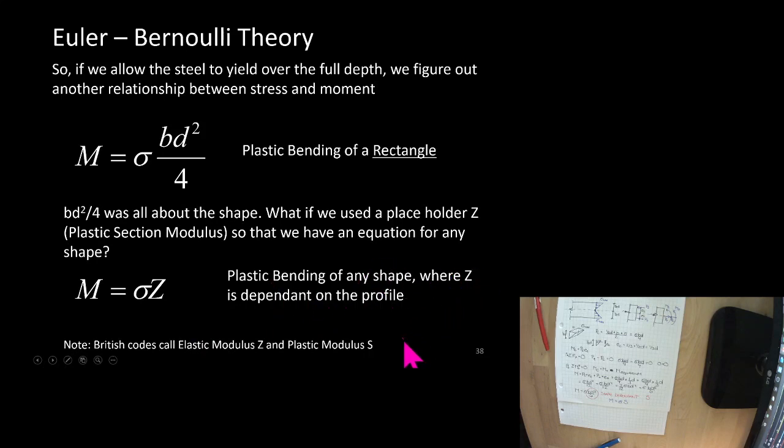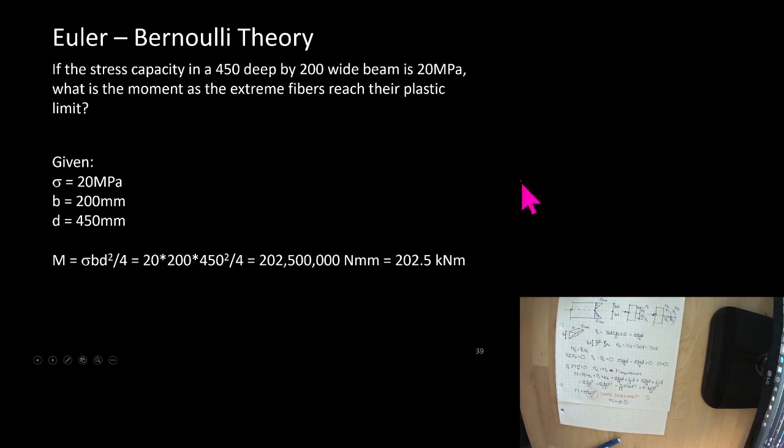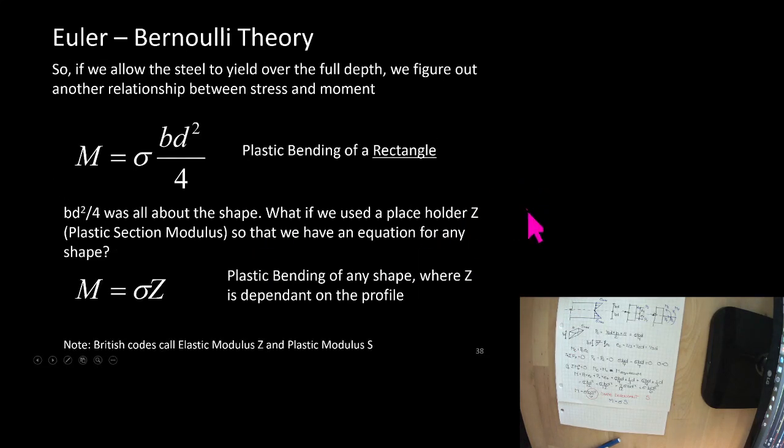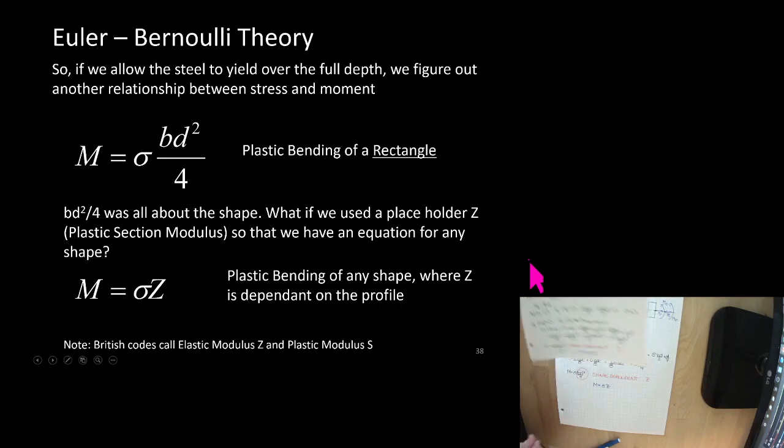Now, if any of you are British, the elastic modulus is called Z and the plastic modulus is called S, just to completely screw with all of you. Now, we're going to stick to our methods here, but just be aware that sometimes these terminologies can change depending on where you are. So let's do that same problem that we had done before.